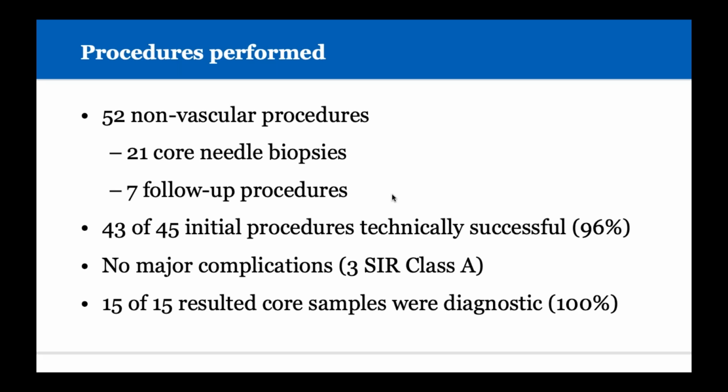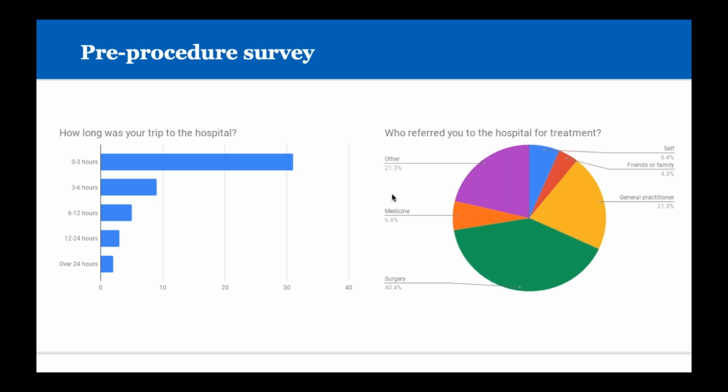So this data is of last week, so I haven't included the vascular procedures yet. By now we've probably done about 60%. But as of last week, we've done 52, including 21 corneal biopsies, and 7 of these procedures are follow-up procedures, like internalization of drains, for instance. 96% of procedures were technically successful. We haven't had any major complications so far. And from the 15 corneal biopsies that have resulted so far, 100% were diagnostic.